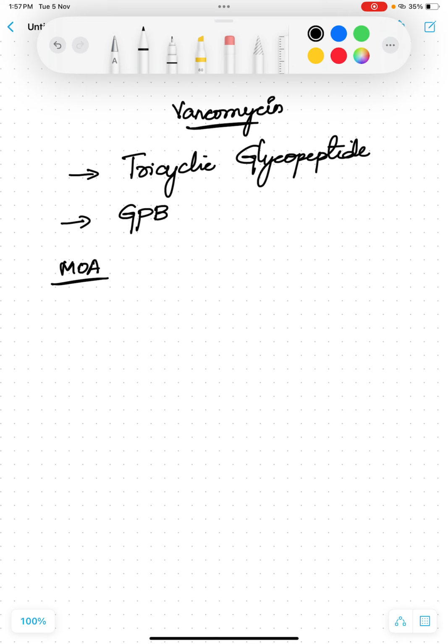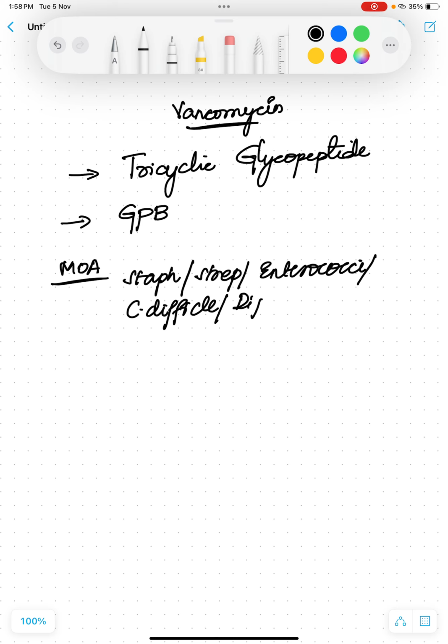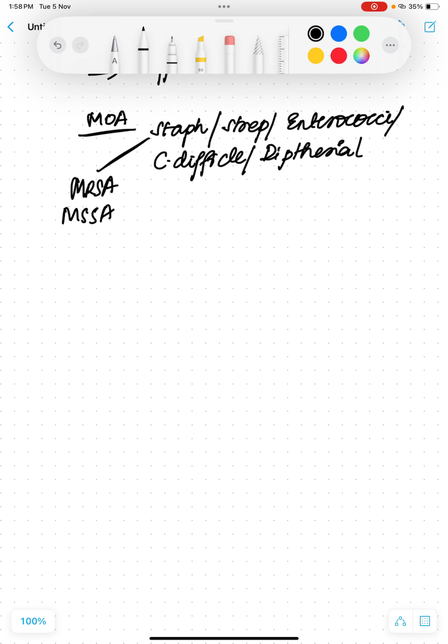Now this vancomycin is sensitive against Staphylococcus, Enterococcus, right? Clostridium difficile, diphtheroids, diphtheroid infections, right? Now this Staphylococcus, it could be MRSA or methicillin sensitive Staphylococcus aureus or other strains of Staphylococcus.